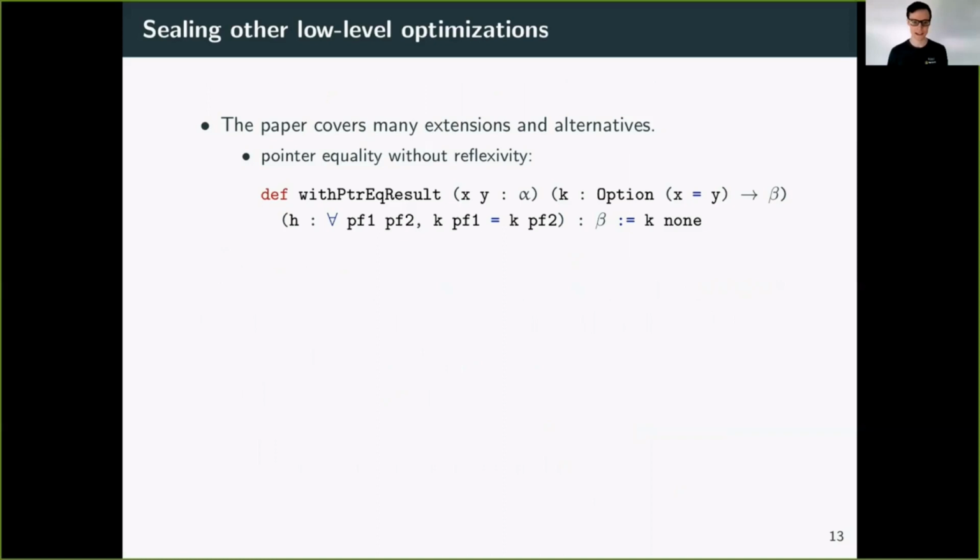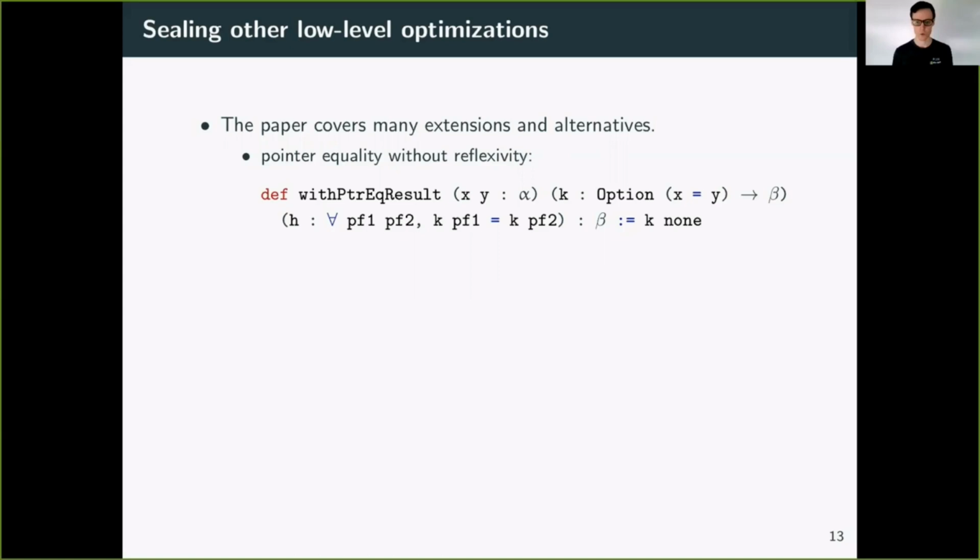Here's a primitive, with pointer eq result, that takes two terms x and y. And instead of a func k, it's a continuation that gets to see an optional proof that x equals y. But instead of returning a Boolean, it returns an element of any type, beta. And now the precondition we need is that no matter what proof, or what optional proof, we give it, this continuation is going to return the same value. And the reference implementation just calls it on none. But at runtime, if x and y are pointer equal, we call it with the proof of reflexivity.